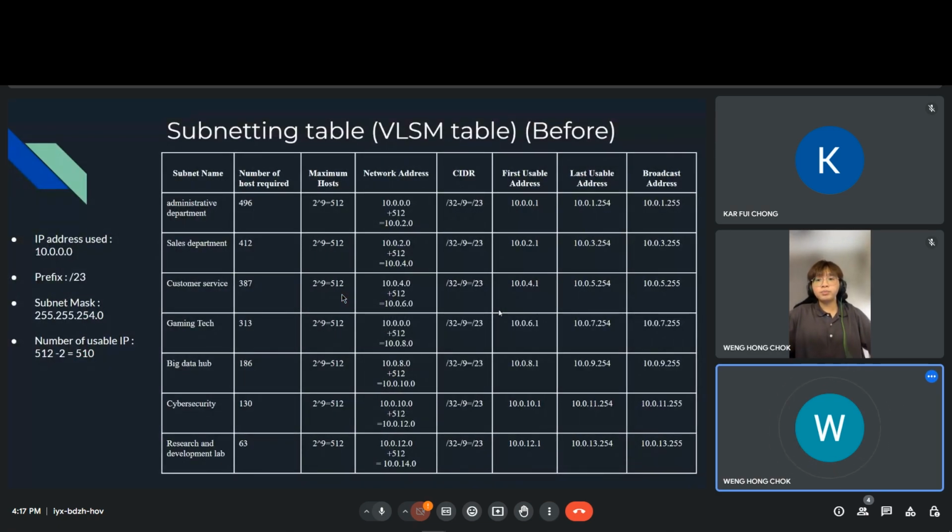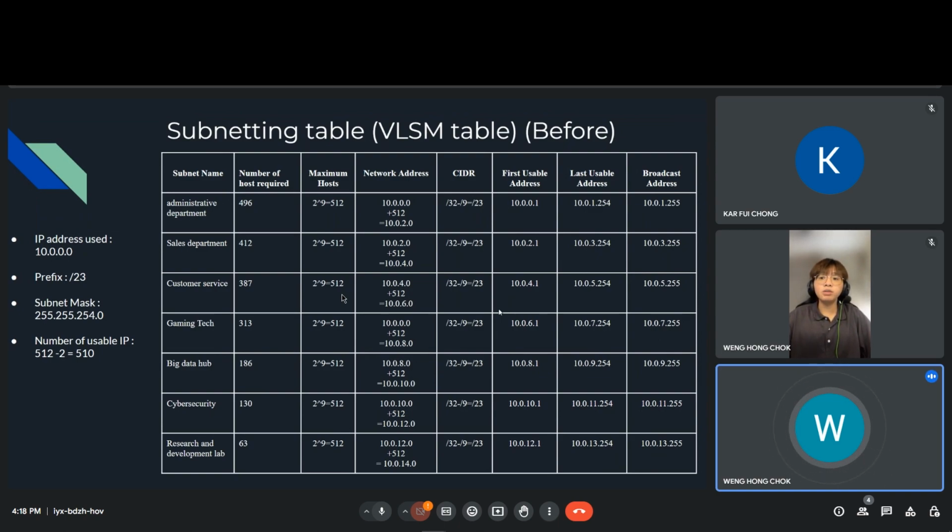Now let's take a look at our subnetting tables, also known as the VLSM table. This table is used to calculate the IP addresses before estimating the 20% growth of all addresses, and I'll discuss the after 20% growth table in the next slide. Back to this table, you can see all the information for departments such as number of hosts required, maximum hosts, network address, CIDR, also known as prefix, first usable address, last usable address, and broadcast address.